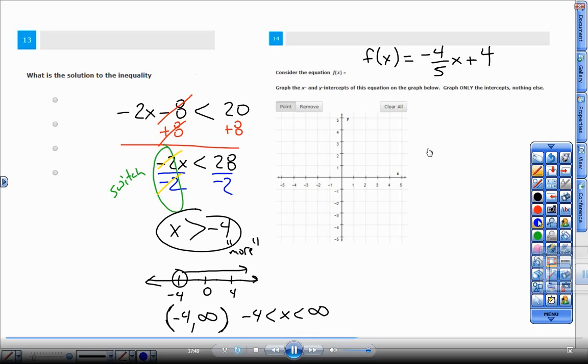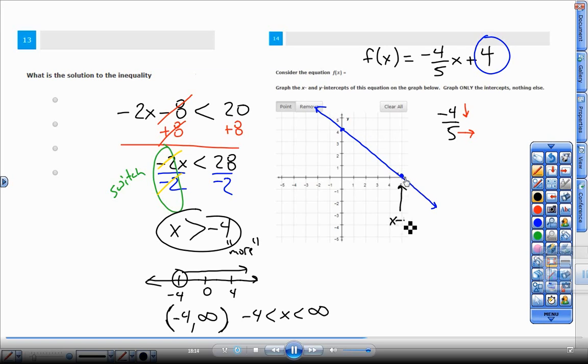Alright, for this graph, I'm using the y-intercept, +4. Use that rate of change or the common difference, -4/5. Right 5 boxes, down 4 boxes. I can clearly see I get my y-intercept right away, and then with that one step, I get my x-intercept.